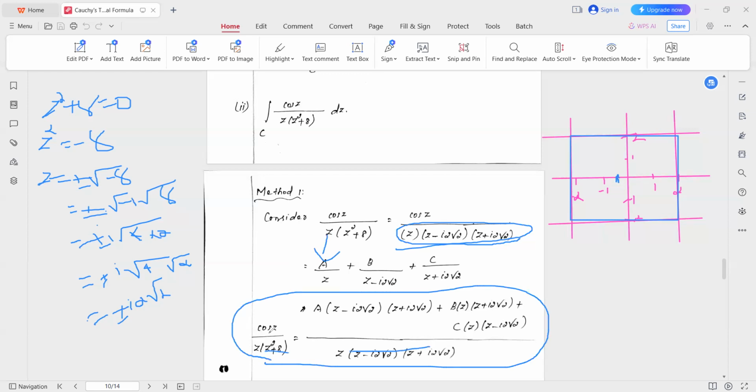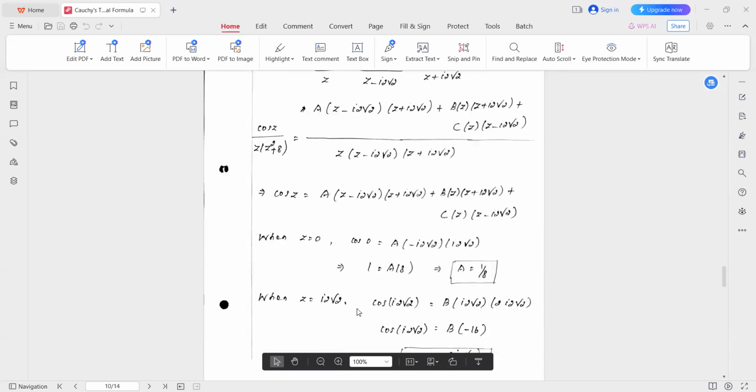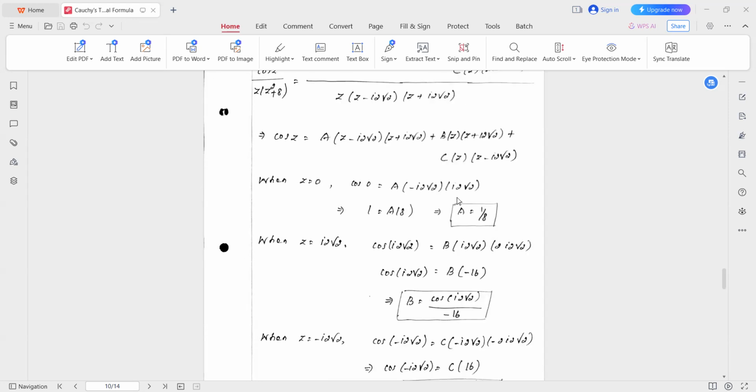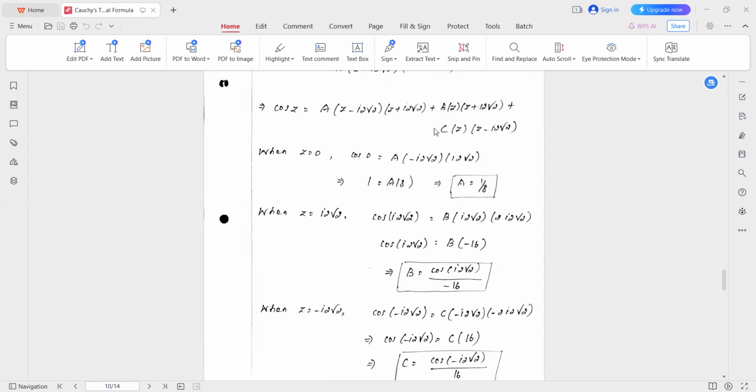Next, these two will get cancelled. Therefore, cos z is equal to A into z minus i2 root 2 into z plus i2 root 2, plus B into z plus i2 root 2, plus C into z minus i2 root 2. When I substitute, we have three values here: 0, i2 root 2, and minus i2 root 2. When we substitute z equal to 0, B and C will vanish, and we get the value of A. When we substitute z as i2 root 2, A and C will vanish, and we get the value of B. When we substitute z equal to minus i2 root 2, A and B will vanish, and we get the value of C.